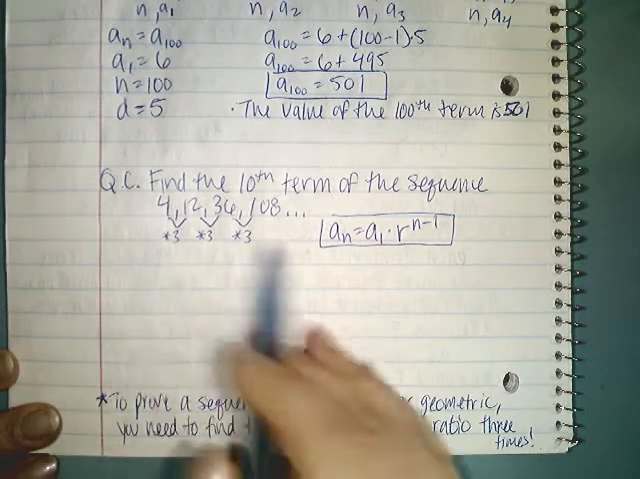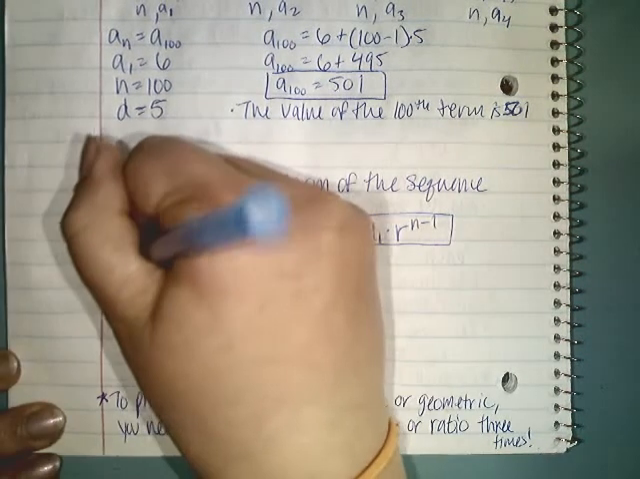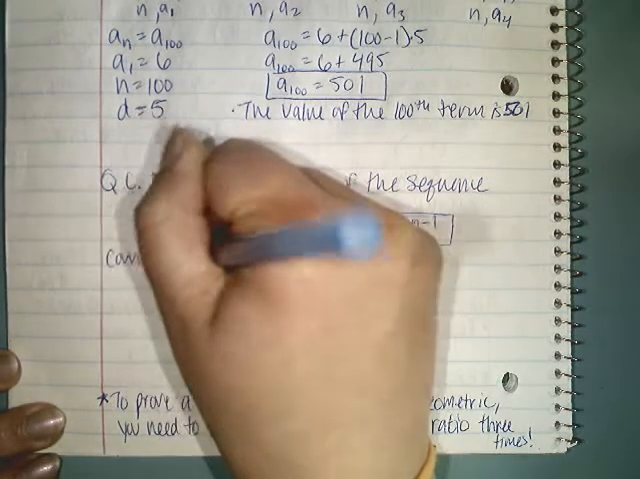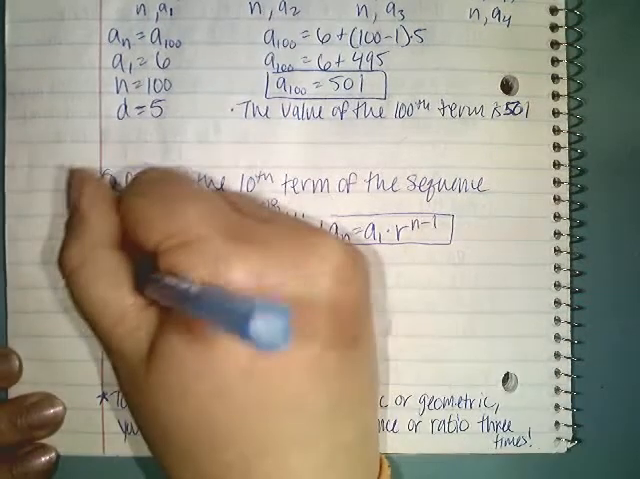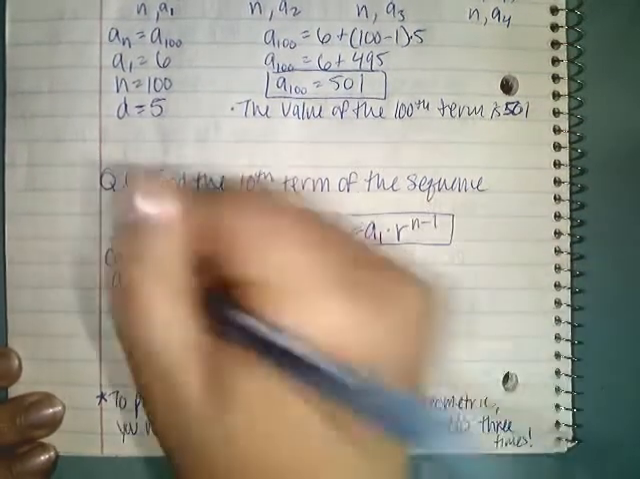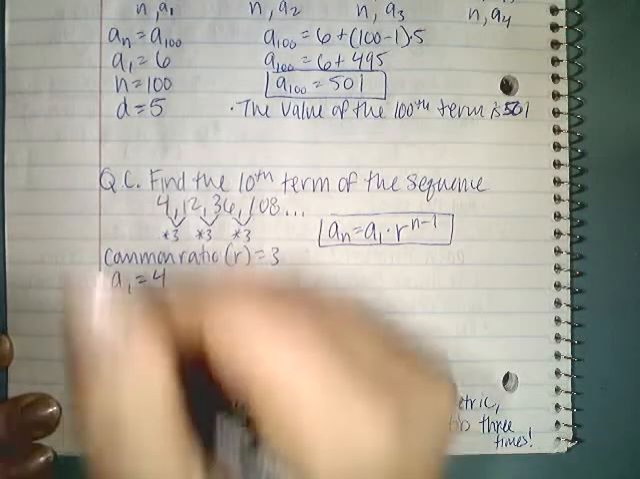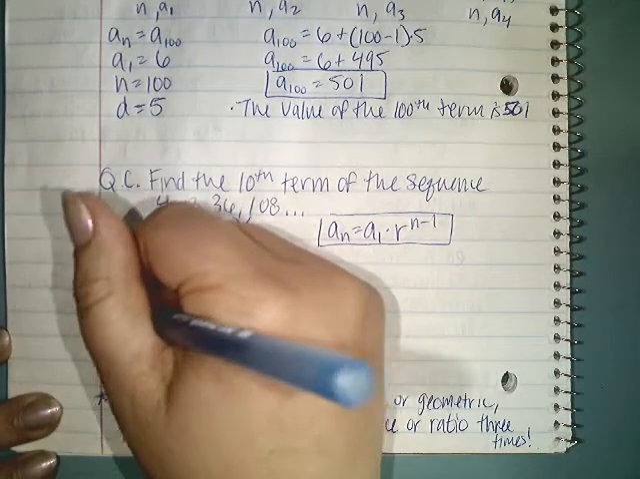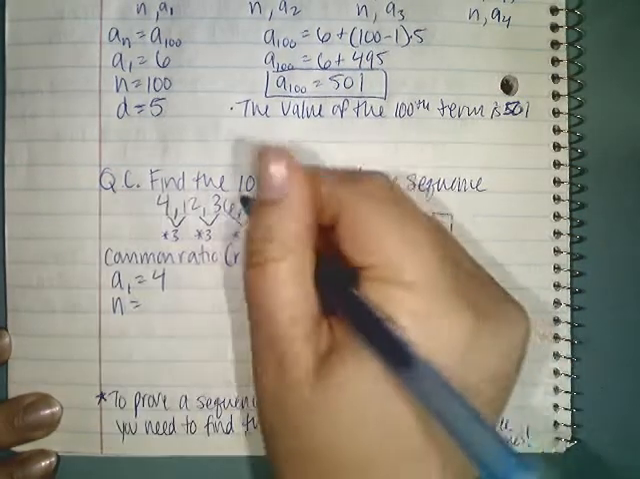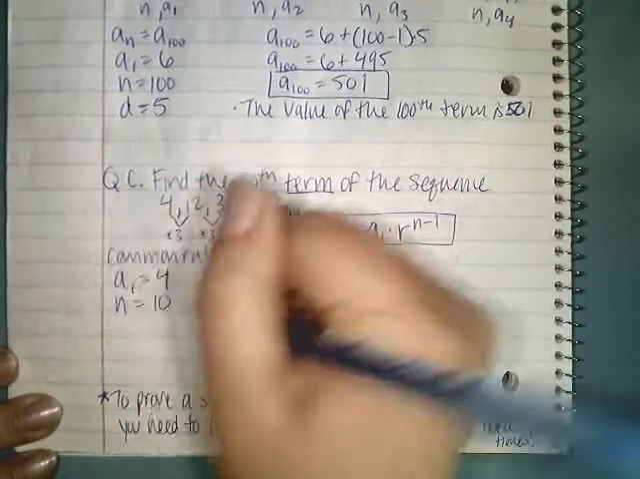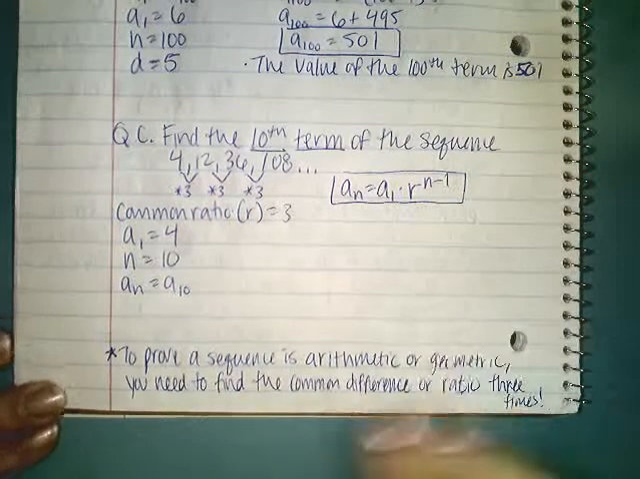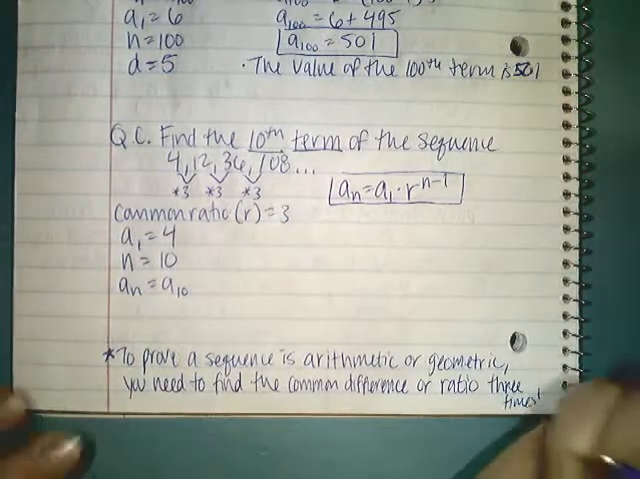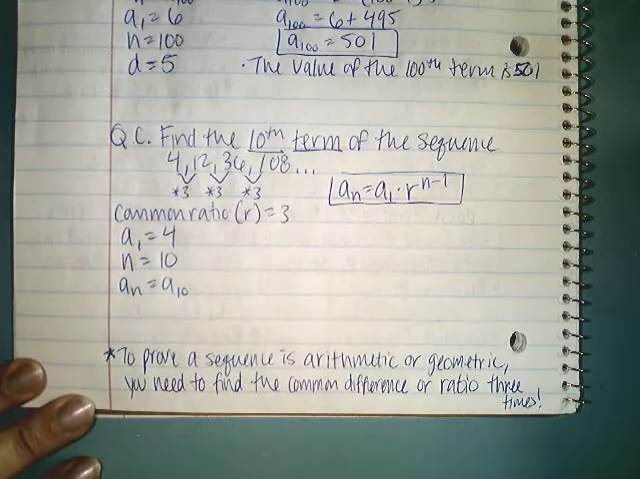So now I know my common ratio, r, is equal to 3. The rest of the variables are the same thing. So my first value in this problem is 4. I know the n value that I'm trying to find this time is the 10th term, so n is 10, which means my an is a10. And then last but not least, oh, I already wrote r, just kidding. So that's everything that I need.